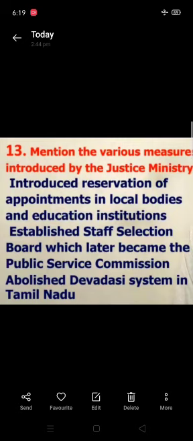Mention the various measures introduced by the Justice Ministry. Introduced reservation of appointments in local bodies and educational institutions, established the Staff Selection Board which later became the Public Service Commission, abolished the Devadasi system in Tamil Nadu.